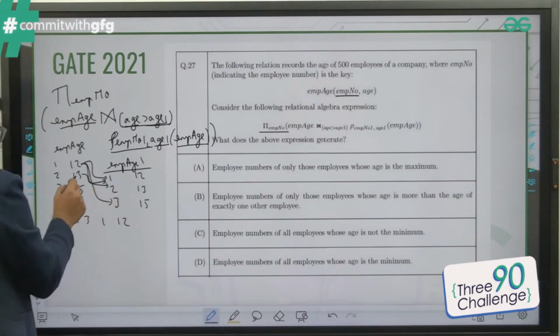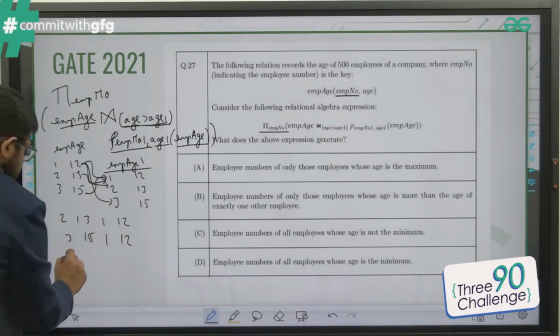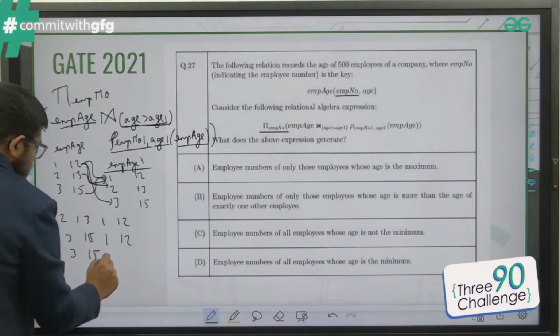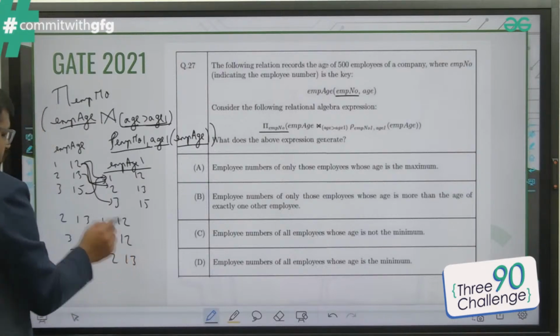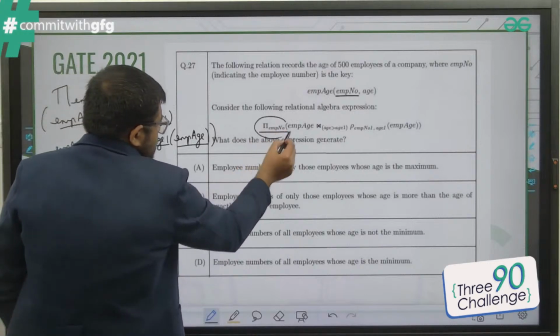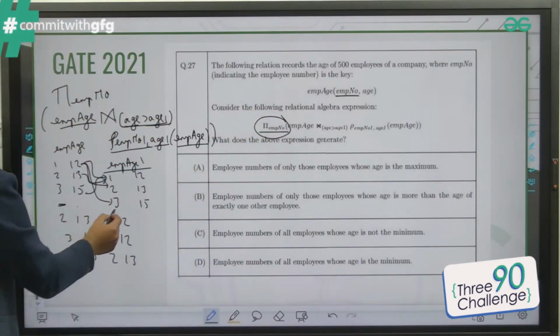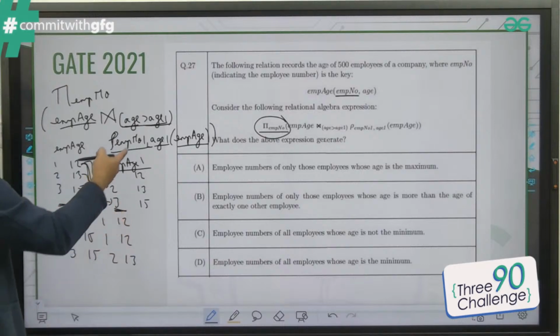This tuple will not be there because 13 is less than 15. Now 15 will be associated with this. So 3, 15, 1, 12 will be there because 15 is greater than 12. And 3, 15, 2, 13 will also be there because 15 is greater than 13. Okay. Afterwards, they have taken the projection on employee number. Remember, this is employee number. This is employee number 1. Okay. They have renamed it.